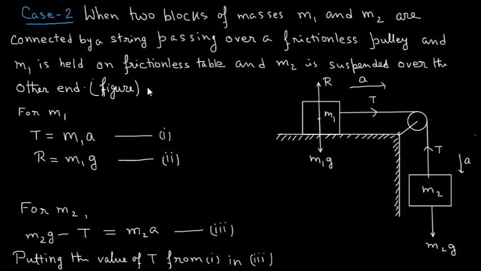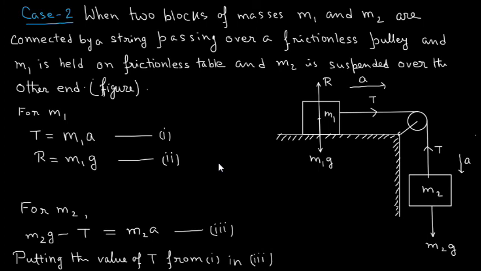Case 2. When two blocks of masses m1 and m2 are connected by a string passing over a frictionless pulley, and m1 is held on a frictionless table and m2 is suspended over the other end as shown in the figure, we can then write for m1, T is equal to m1 a, equation 1, and R is equal to m1 g for equation 2.